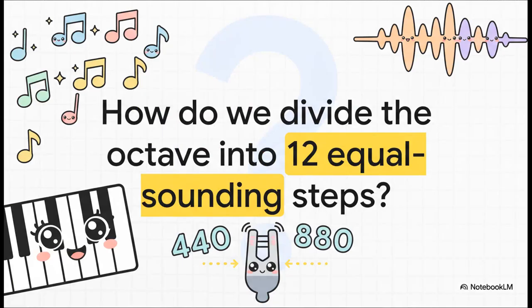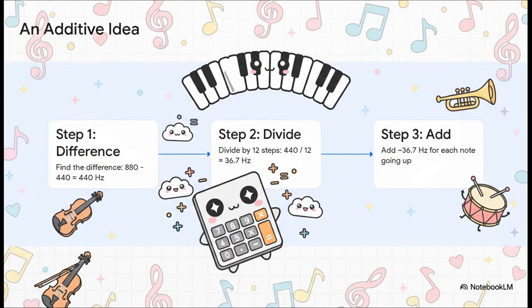Okay, so this brings us to the big question, the real puzzle we need to solve. We know we need to get from 440 Hz all the way up to 880 Hz. And we can see on the keyboard that there are 12 steps, or semitones, to get there. So, how do we slice up that perfect octave so that each of those 12 steps feels like an equal jump in pitch?